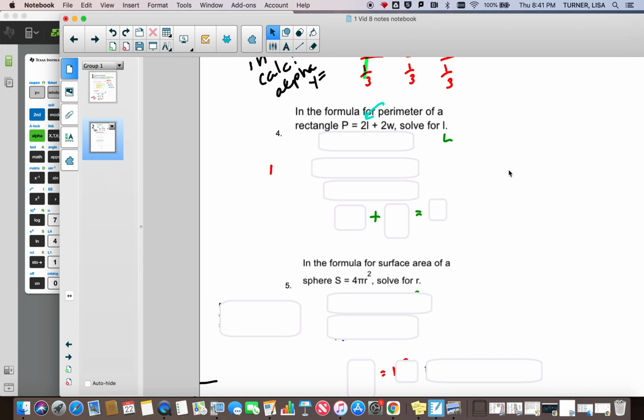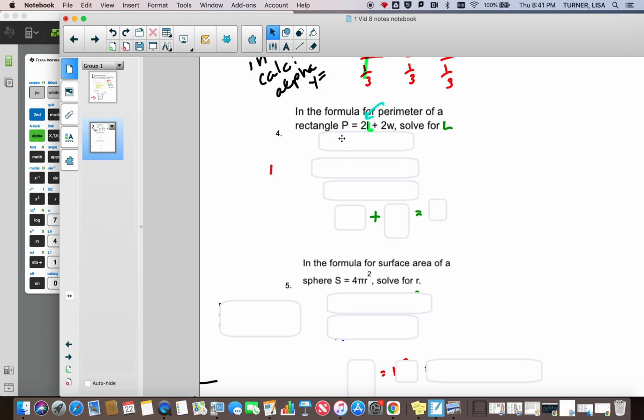Here we go. In the formula for perimeter of a rectangle, P equals 2 lengths, that's an L, doesn't look like it, plus 2 widths. And you can change it to make it look more like an L if that helps you. All right, solve for L. I'm going to move this up here, solve for L. Make it L. There we go.